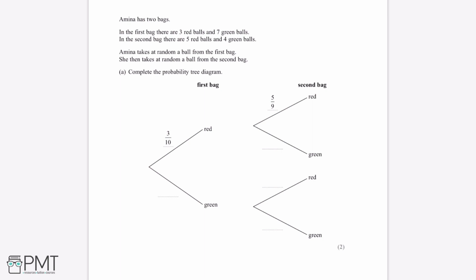So the first thing we can do is highlight all the key information from the question. So in the first bag there are 3 red balls and 7 green balls. And then in the second bag there are 5 red balls and 4 green balls. So what this means is in the first bag there are 10 balls, and then in the second bag there are 9 balls. So now we can use this to complete the probability tree diagram. So if we start off with the first bag, the probability of choosing a red ball has already been filled in, so we just need to fill in the green ball.